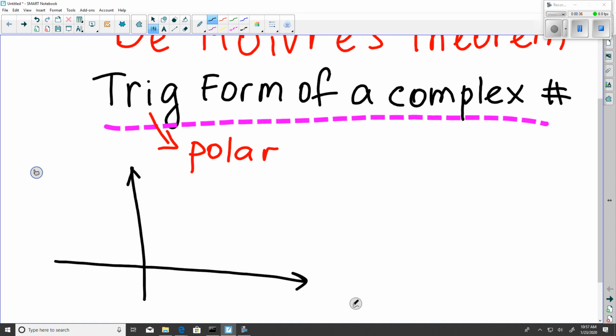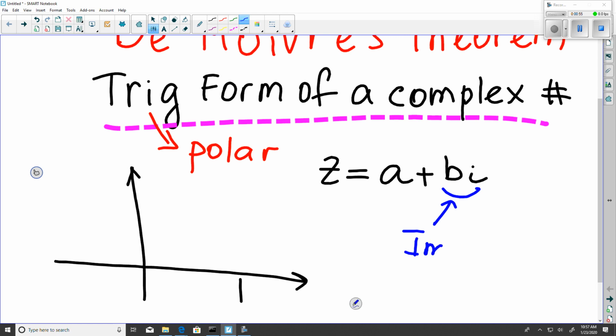that every complex number could be graphed in a complex plane. Let me put z. Z could be denoted as a complex number. And let's say z is a plus bi, where bi is the imaginary part. So let me write this as imaginary part. When you graph it on a complex plane, the horizontal, the usual x-axis, is real number, and the vertical, the y-axis, is imaginary number.